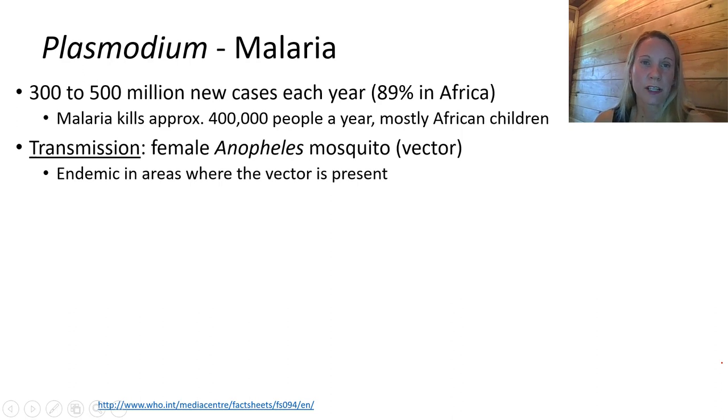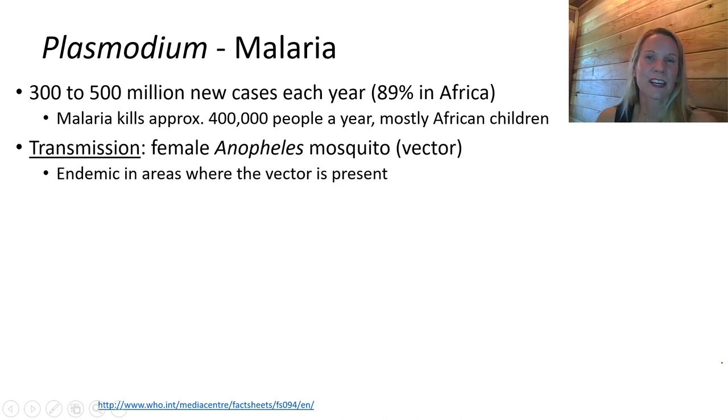So transmission of malaria is also by a vector. The vector is a very specific species of mosquito. It's the Anopheles mosquito, and it's only the female, not the male. The male mosquitoes do not have the right mouth parts to bite you, so they can't bite you. Females have the correct mouth parts to bite you and transmit the infection.